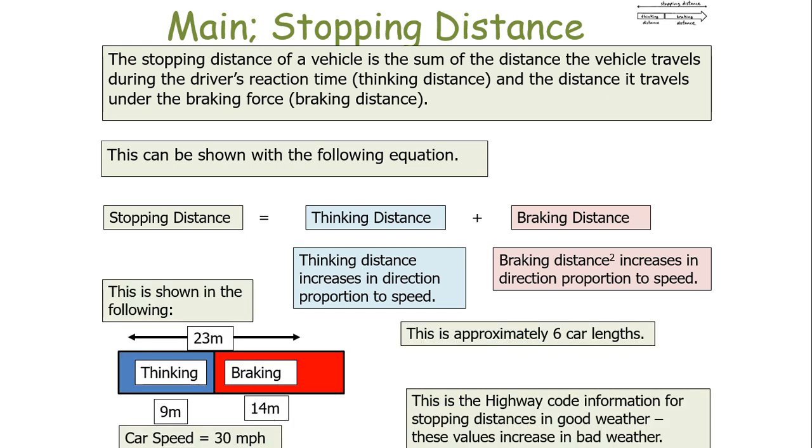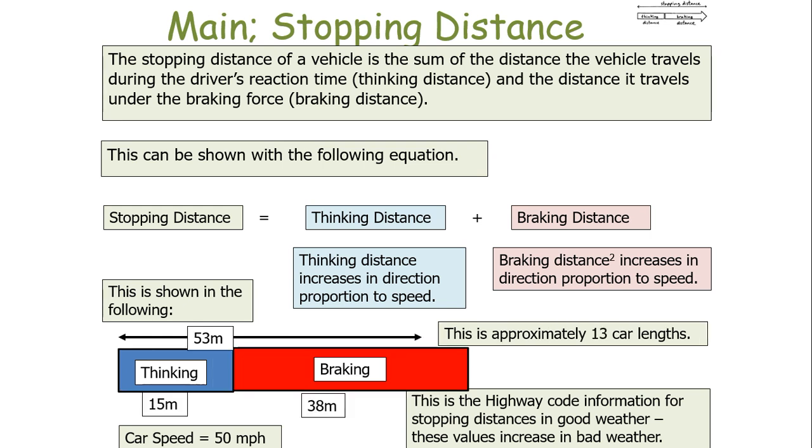When a car is travelling at 30 miles an hour, the thinking distance is 9 metres, the braking distance is 14 metres, so the overall stopping distance is 23 metres, which is approximately 6 car lengths. By the way, this information comes from the Highway Code information for stopping distances in good weather. Just to clarify, these values actually increase in bad weather. So if, for example, you're going 30 miles an hour in bad weather, in icy or rainy conditions, you will look to have a stopping distance of about 30 metres.